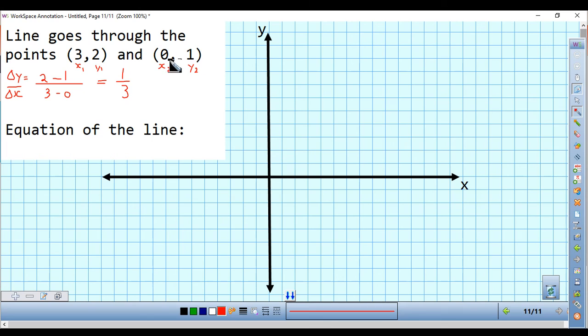And obviously I've got the points here and I've got a graph, so I can actually go ahead and do that and I'll be able to see it. (3, 2) would be about here. (0, 1) would be here. I can see that's a rise of 1 and a run of 3. So I could have done it that way. I was just trying to calculate it. So I can also then see where it crosses the y-axis.